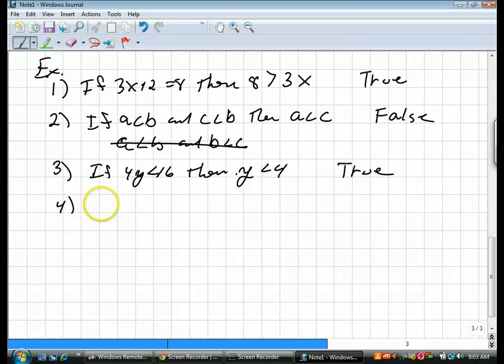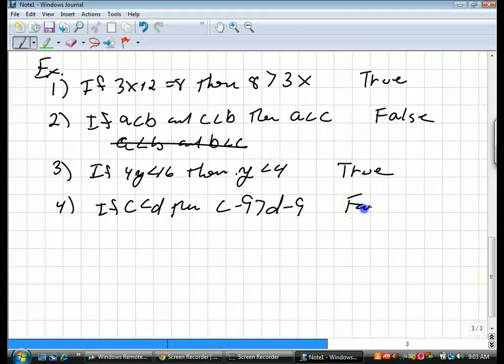Number 4, if C is less than D, then C minus 9 is greater than D minus 9. Okay, this is false. If you subtract the same amount from both sides, the inequality doesn't change. So in order for it to be true, it would have to say C minus 9 is less than D minus 9. Okay?